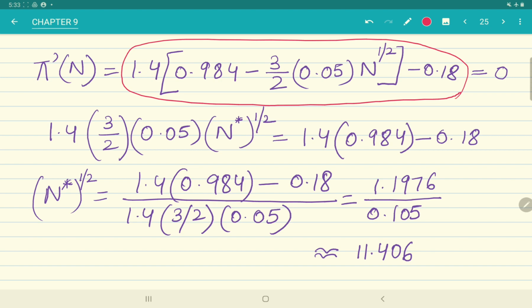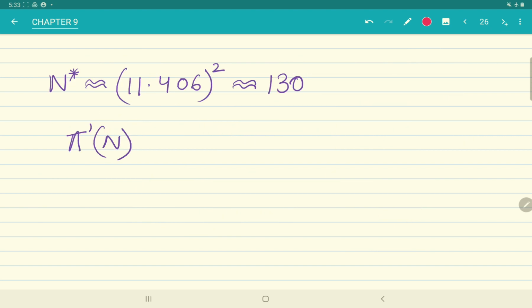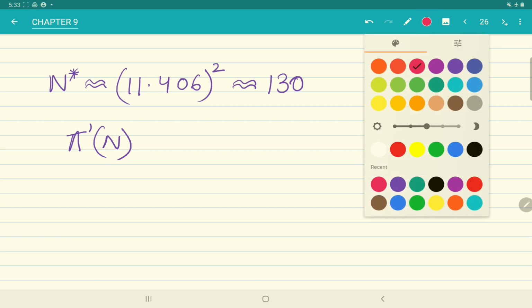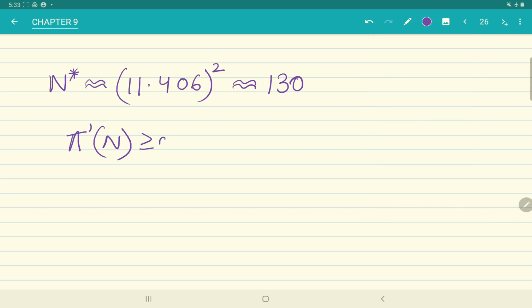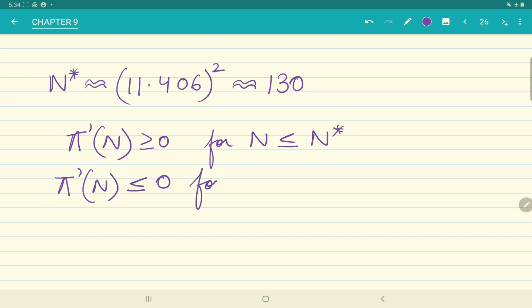What we see here is that this expression is in fact greater than or equal to 0 for n less than or equal to n star, which is around 130, and also we see that pi prime n is less than or equal to 0 for n greater than or equal to n star.